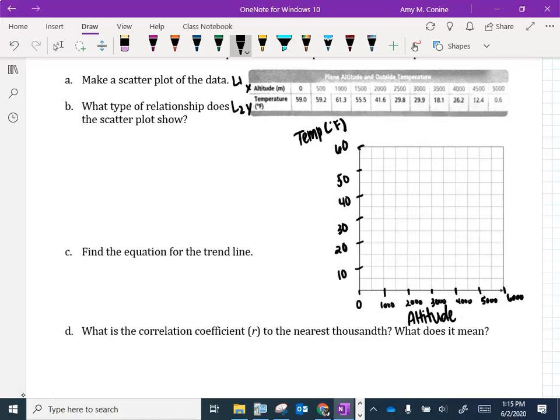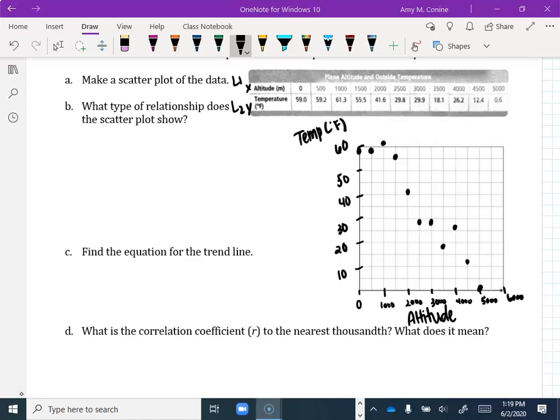Okay, so we've got 0 and 59. We've got 500 and about 59.2, so they're about the same. 1,000 and 61, so it's a little bit above here, and it's okay. So 1,500, we've got 55.5. Again, we're doing this by hand, so it's not going to be exact. I want you to continue to plot your points. Go ahead and do that now.